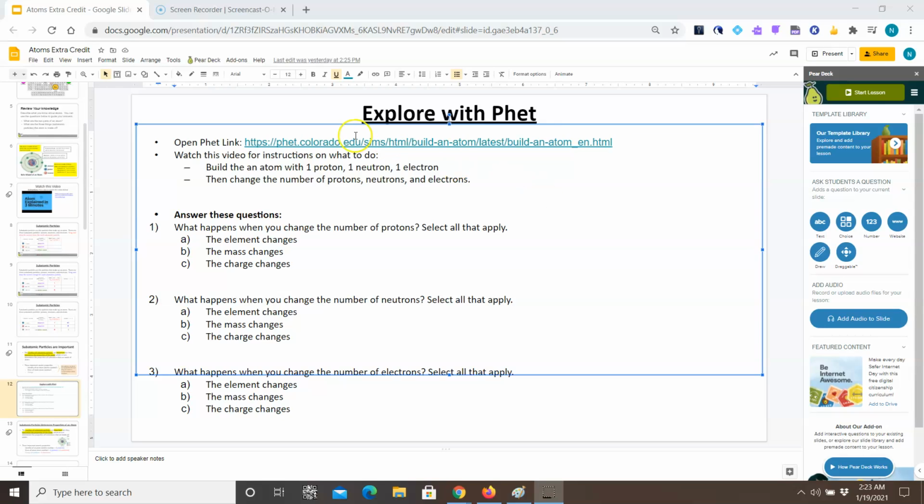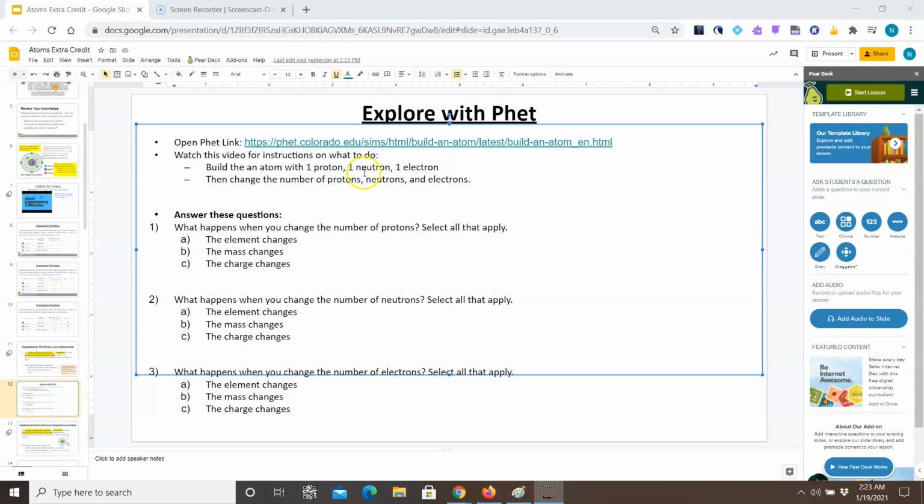What you're going to do is use the PhET exploration to build an atom with one proton, one neutron, one electron. Then you're going to change the number of protons, neutrons, and electrons one at a time, and monitor changes to the atom: the element, the mass, and the charge.